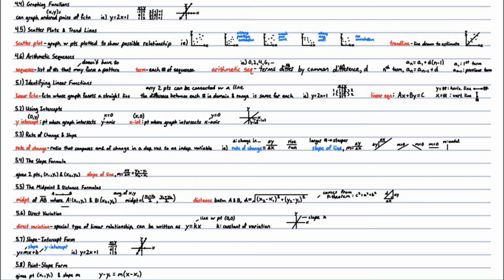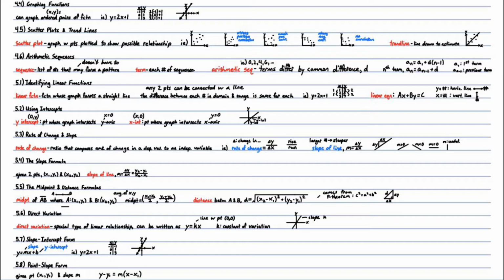Arithmetic sequences. A sequence is a list of numbers that may form a pattern, but does not have to. A term of a sequence is each number of the sequence. An arithmetic sequence is a sequence where the terms differ by a common difference, d. The nth term of an arithmetic sequence, a_n, equals the previous term, a_(n-1) plus d, which equals the first term of the sequence, a_1, plus d times the difference, n minus 1.